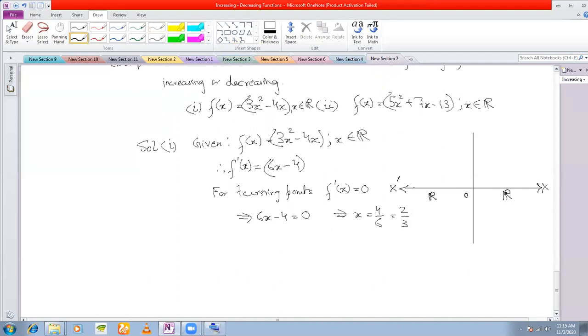Whatever points are there on this line, these are all real values. You're moving from minus infinity towards plus infinity. At what point are you coming? A turning point at x is equal to 2/3. So once you are moving from minus infinity towards this, you come across a point x is equal to 2/3.